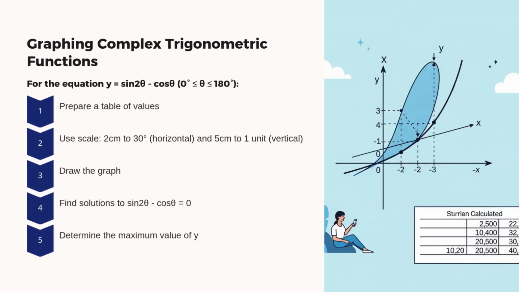Graphing complex trigonometric functions. Y equals sine 2 theta minus cosine theta, for theta between 0 degrees and 180 degrees. Prepare a table of values. Use scale, 2 cm to 30 degrees, horizontal, and 5 cm to 1 unit, vertical. Draw the graph. Find solutions to sine 2 theta minus cos theta equals 0. Determine the maximum value of y.